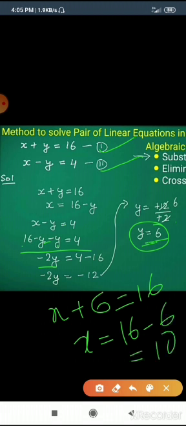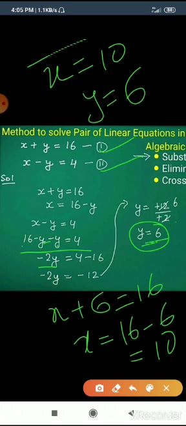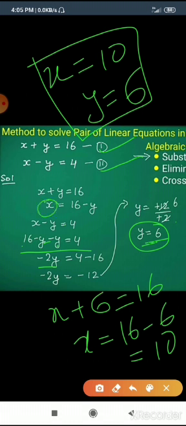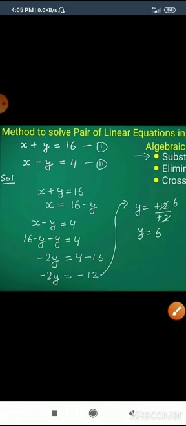So what is the solution of the given pair of linear equations? x is equal to 10 and y is equal to 6 is the solution. In this way we have to find the solution by using the substitution method. Substitution means writing one variable in terms of the other variable and substituting that in the other equation, and then you will get the value of one variable. By substituting this in the other equation you can get the value of the other variable also. This is about the first method, the substitution method.